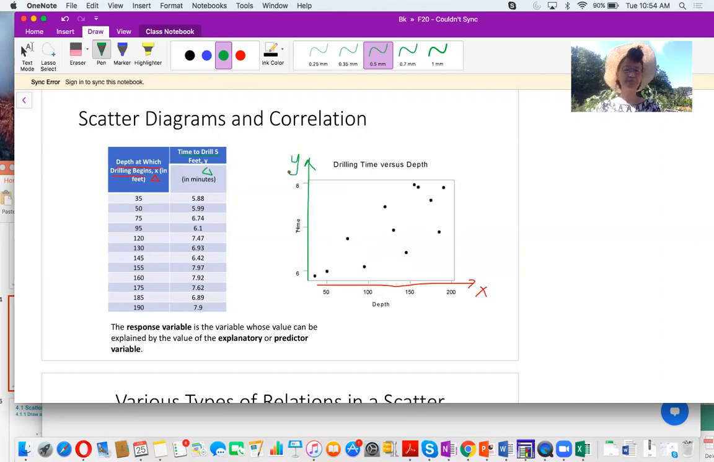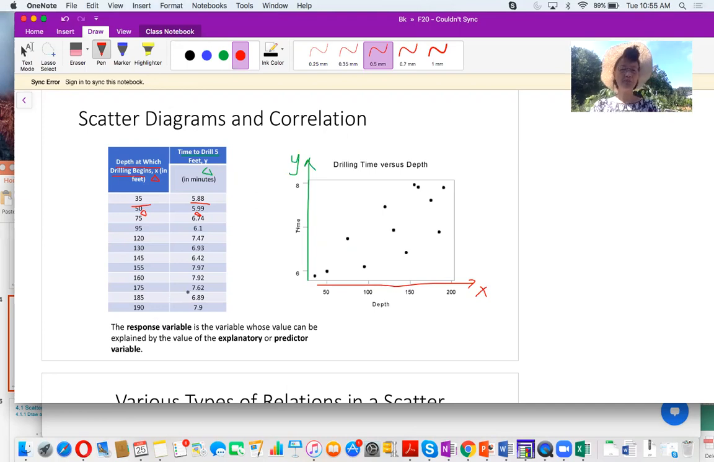Okay. So you recorded the number. For example, the first number 35 means at 35 feet, you drill 5 feet. The time span is 5.88. Okay. Next, number 50. At depth of 50 feet, the time to drill 5 feet is 5.99, etc.